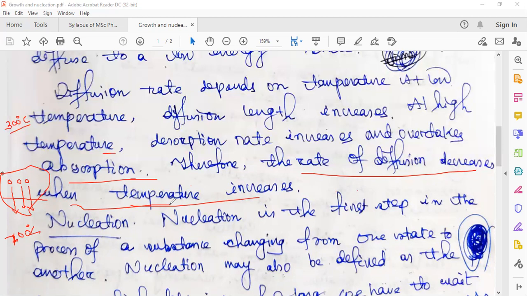So what is the relationship between temperature and diffusion? The lower the temperature, the more diffusion of atoms onto the surface of the substrate, and the higher the temperature, the less diffusion onto the surface of the substrate. So that's the thing.